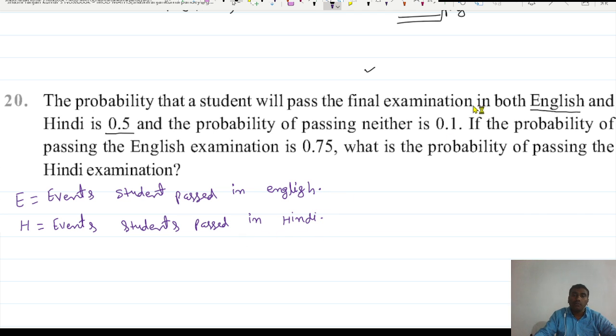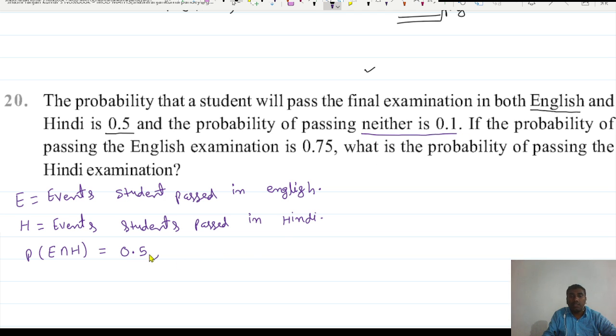Fine. First of all, it is given that the student passed in both examinations. It means the probability of E intersection H, that is a student has passed in Hindi also and in English also, is 0.5, and the probability of passing neither is 0.1.